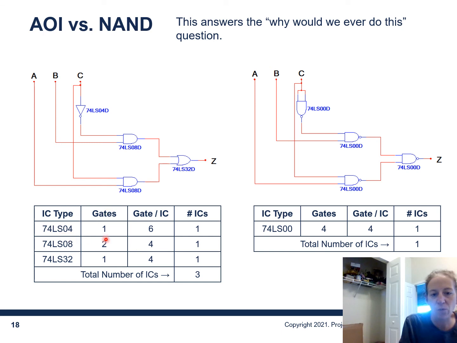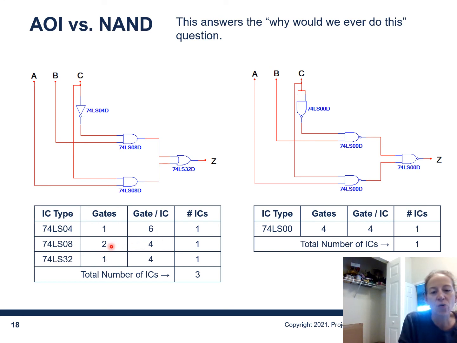So you had 1 inverter, 2 AND gates, and 1 OR gate. This is the number of gates per IC. So there are 6 inverters in 1 chip. And what that essentially means is that you've got 5 inverters on that circuit board that you're not using. You can't always avoid that, but 5 unused gates is a waste of money, to put the whole chip on the board and have that many unused gates.